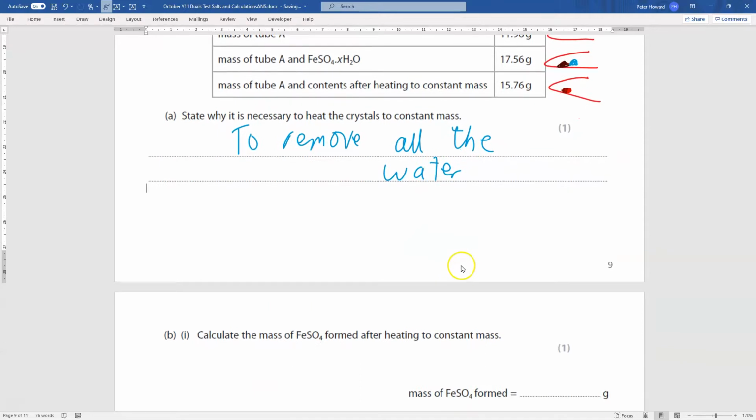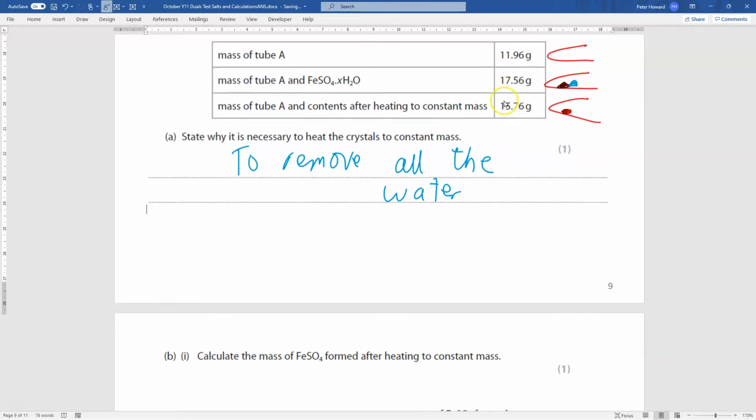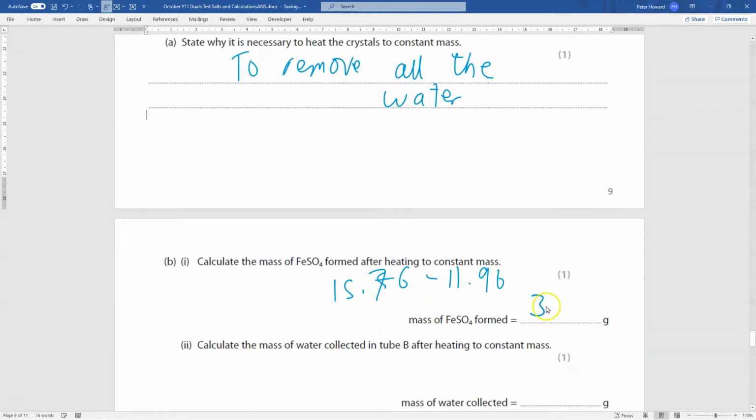The next bit said calculate the mass after heating to constant mass. So what we're trying to do is we're trying to compare the first value to the last value. So that's going to be 15.76 minus 11.96. So that's 3.8 grams of iron sulfate formed.